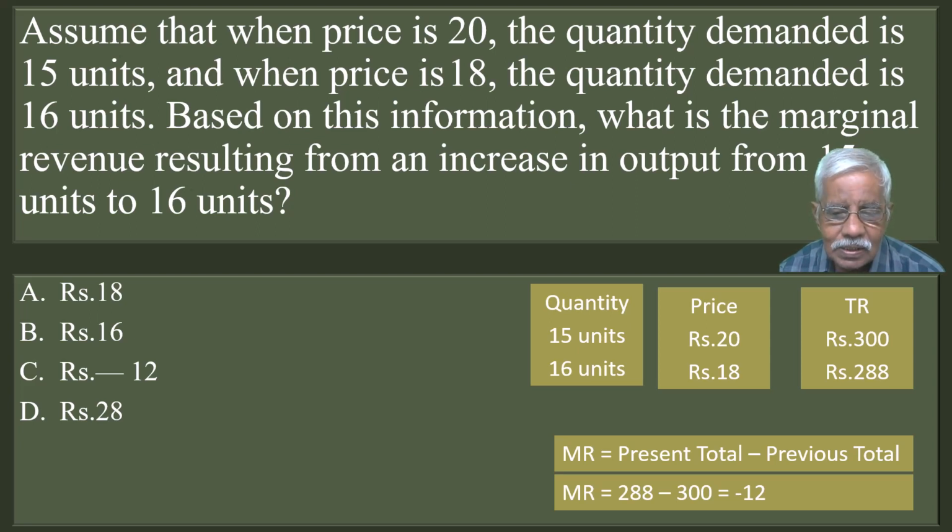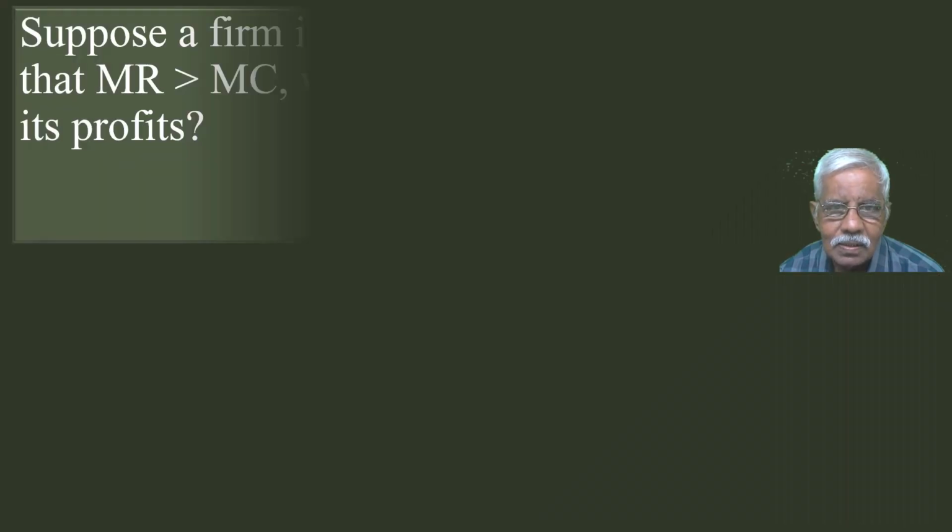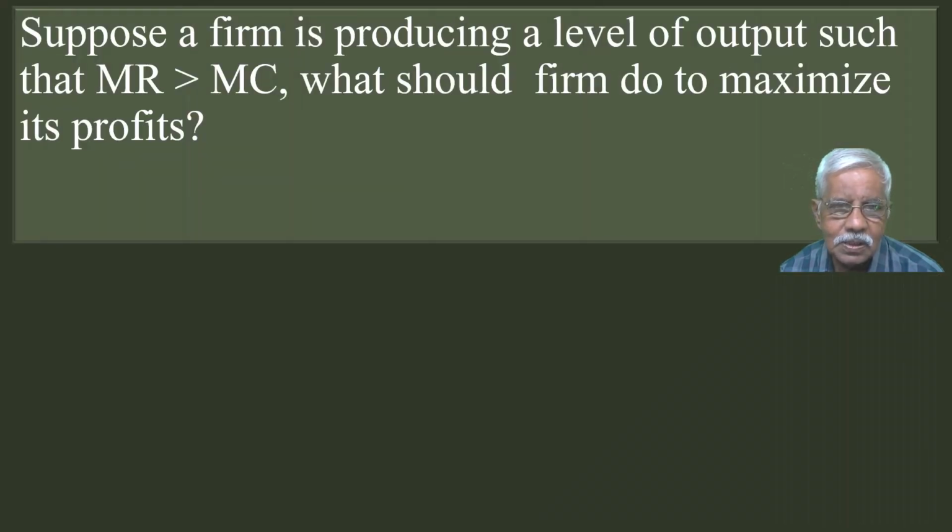You must understand marginal revenue can become 0. It can take the negative value also apart from positive values. This is for your kind information. Well, suppose a firm is producing a level of output such that marginal revenue is greater than marginal cost. What should firm do to maximize its profit?